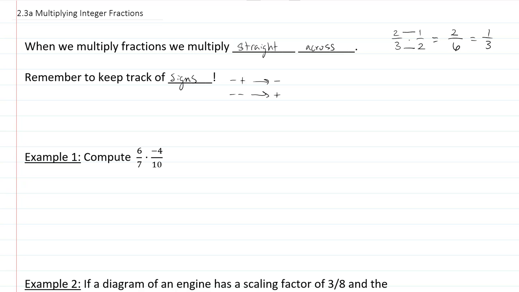Compute 6/7 times -4/10. So we multiply straight across. So 6 times -4 is -24, and 7 times 10 is 70. So we could leave it like this, but usually we want to reduce a fraction down to its most reduced form. So I'm going to divide top and bottom by 2, because I notice that they're both even, right?